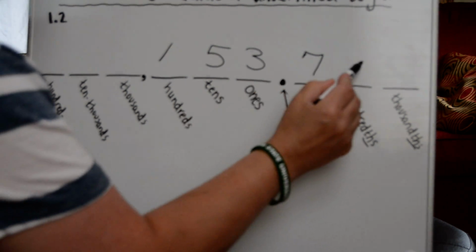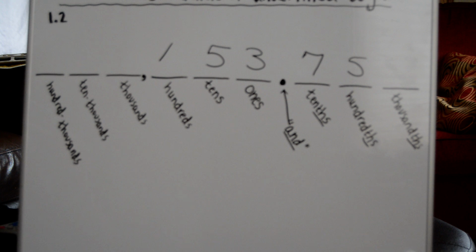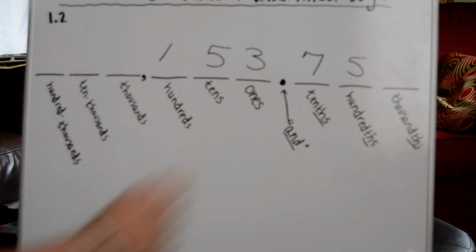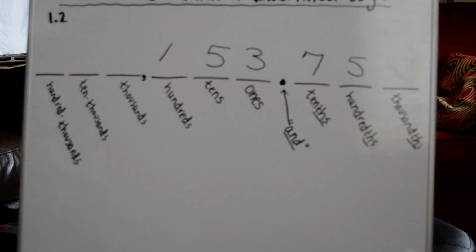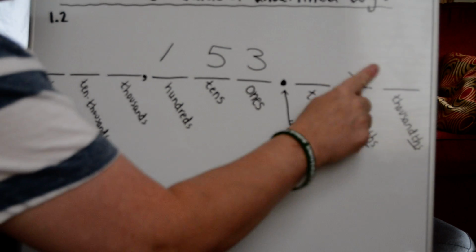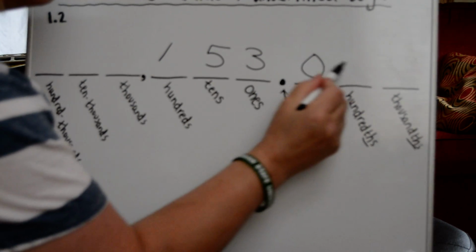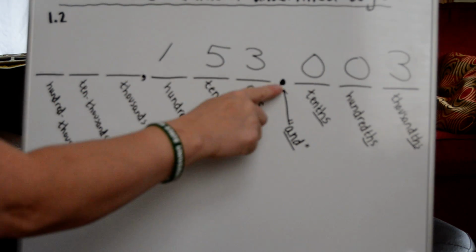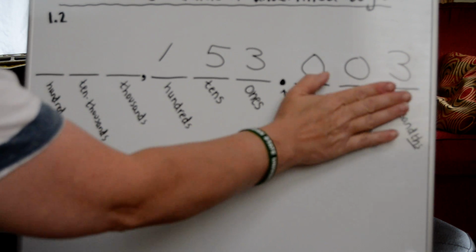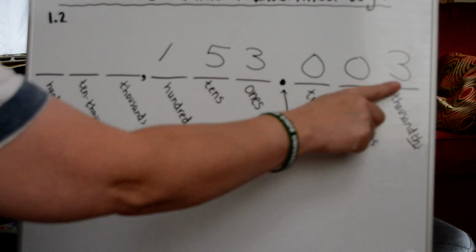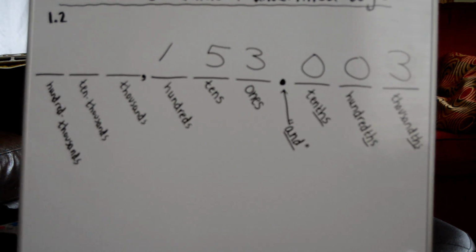So if I had this number, I would read it as 153 and 75 hundredths. I say the last digit's name. If I had a number such as this, I would read this as 153 and, what number is this? This is 3, so I say 3 thousandths. 153 and 3 thousandths. Now, if I'm going back to the lesson, the value of the underlined digit.